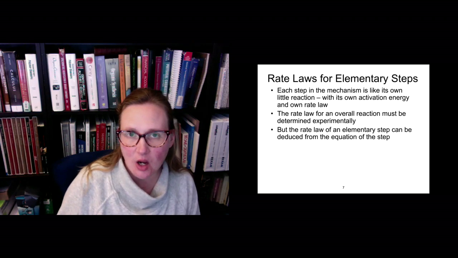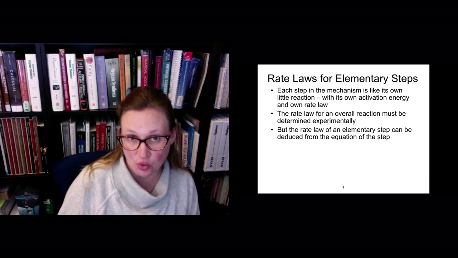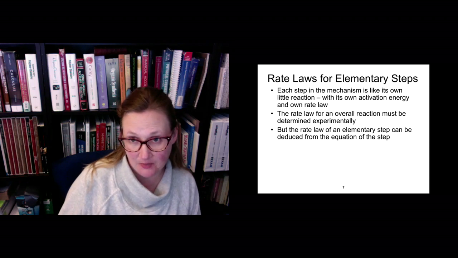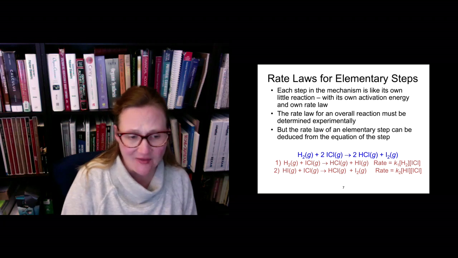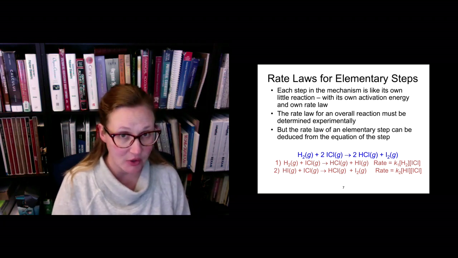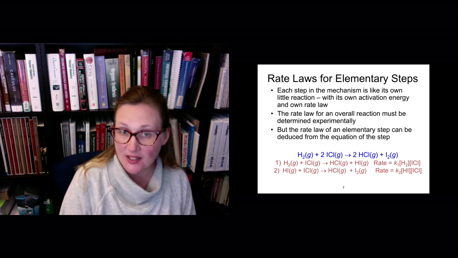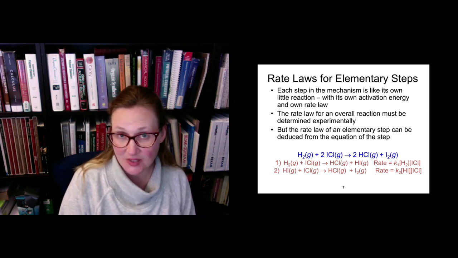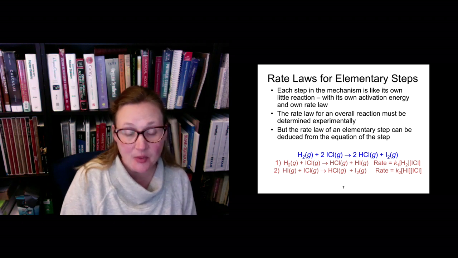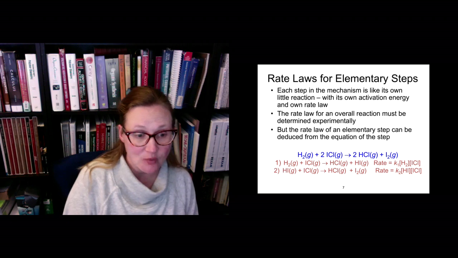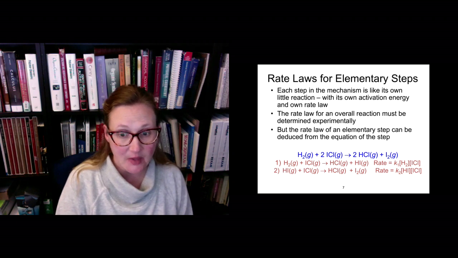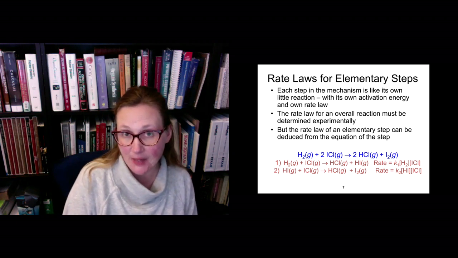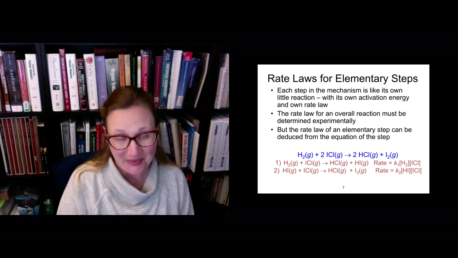We're going to see that the rate law of each elementary step can be deduced from the equation of the step. Here we're just counting molecules, and I'll show you what I mean. If I look at each of these elementary steps, I have one H2 molecule and one ICl molecule in the first step, so I can say the rate is equal to k1 times [H2] times [ICl]. That's the first step. The second step is also bimolecular because I have two molecules, so the rate is equal to k2 times the concentration of HI times [ICl]. That's the rate associated with each of the elementary steps, not the rate law overall.